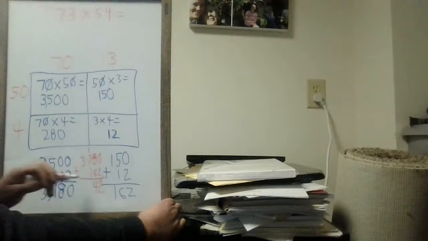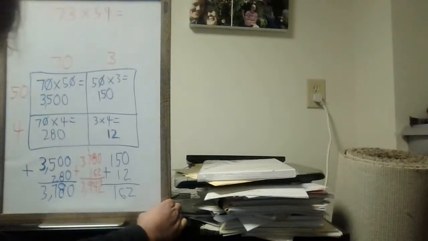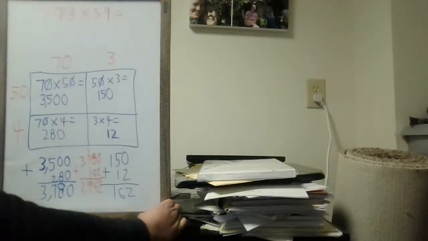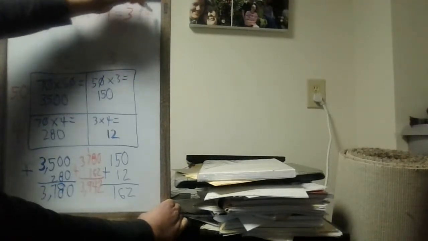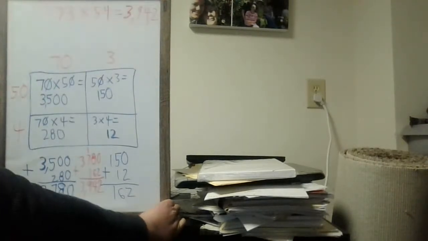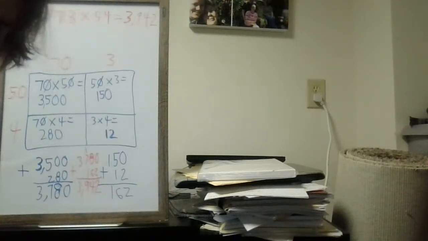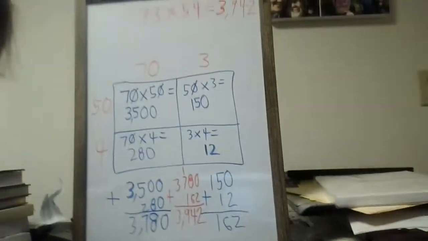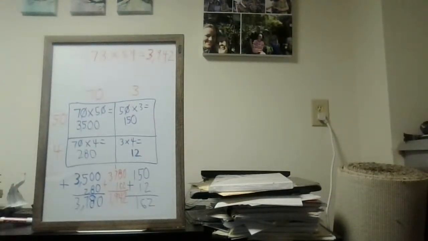1 plus 7 equals 8, plus 1 equals 9. 3 plus 0 equals 3. And our answer is 3,942. So 73 times 54 equals 3,942. I'm going to leave that up on the board for all of you for a minute.